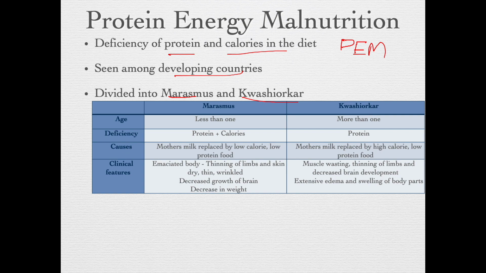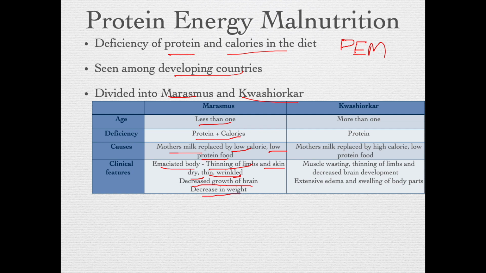Marasmus is seen in ages less than 1. It occurs due to a deficiency of both protein and calories. It is caused when the mother's milk is suddenly replaced by a low-calorie and low-protein food. The clinical features of a baby who has marasmus is that the baby has an emaciated body, and this means that there is thinning of limbs, skin becomes dry, thin and wrinkled. The baby also has a decrease in the growth of brain and a decrease in weight.